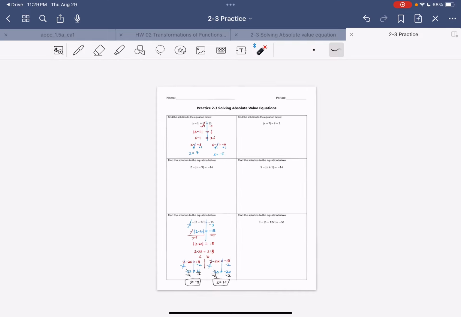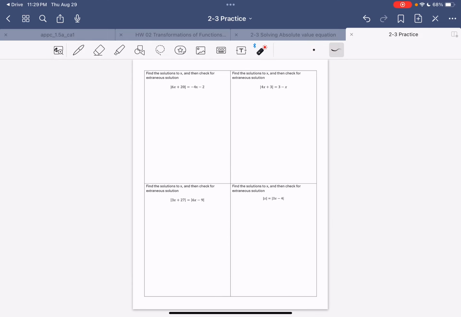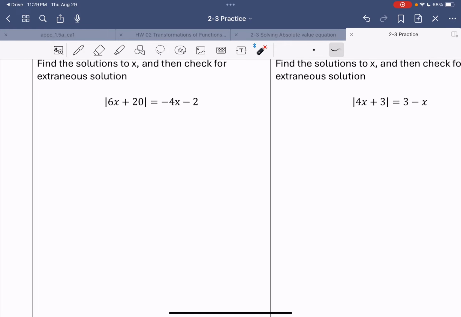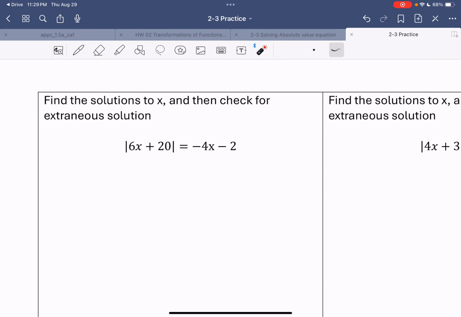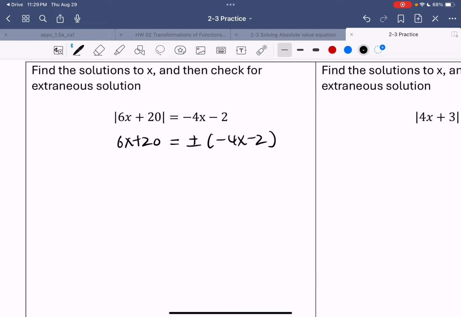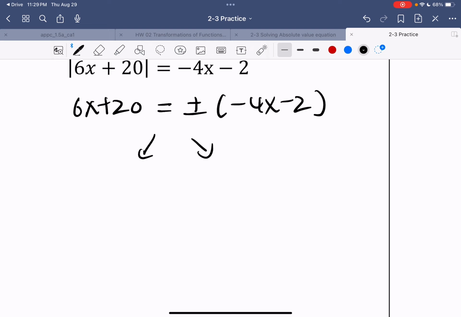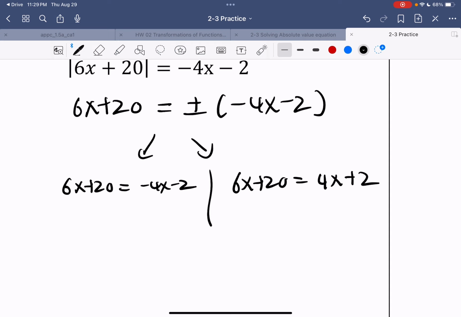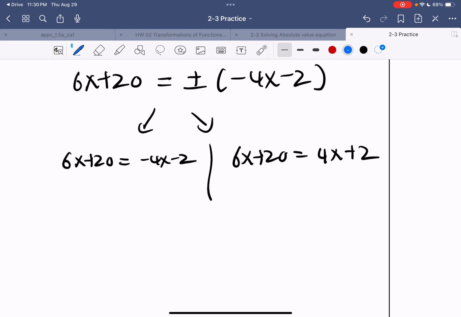Okay? So let's go to the back side here. Let's have some fun. For this type of question, it's very simple. I just get rid of this absolute value. So I get 6x plus 20 equals positive or negative 4x minus 2. Right? It's very simple. Then that's going to be 6x plus 20 equals negative 4x minus 2, and the other one is 6x plus 20 equals, flip the sign, positive 4x plus 2. Oh my goodness, this one has a fraction again, really?